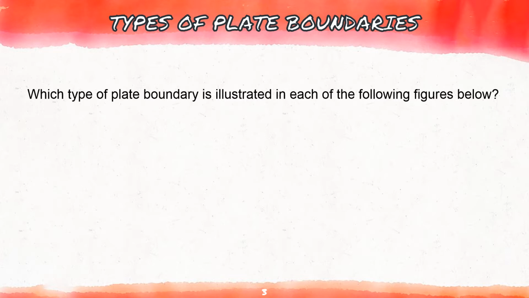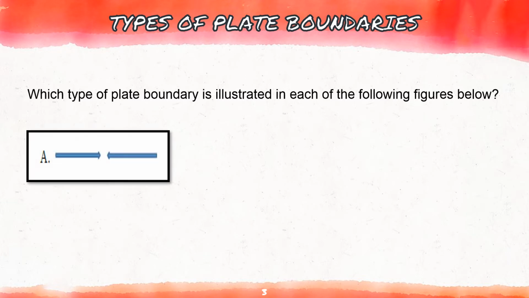Which type of plate boundary is illustrated in each of the following figures below? Let us try the first one. This is a convergent plate boundary. And the clue word for this one is colliding, because the two plates are moving towards each other or they are colliding.